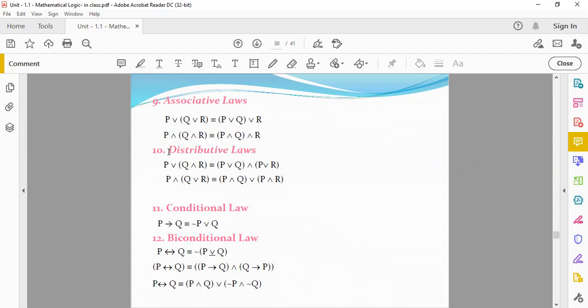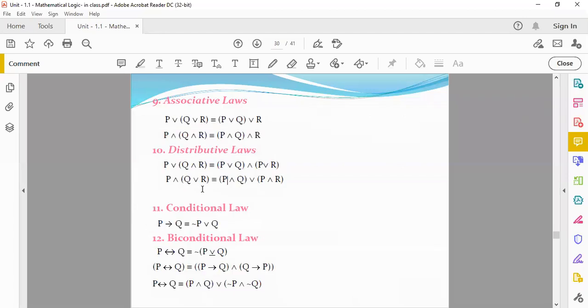Coming to the distribution law, order is important. Everyone observe, there are two different symbols. We want to distribute something, that's why P or Q, P or R, and P and Q, P and R. That is the difference, very good answer. That is the differentiation between associative law and distribution law.